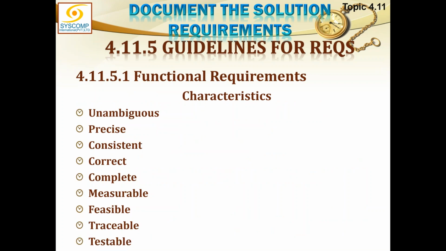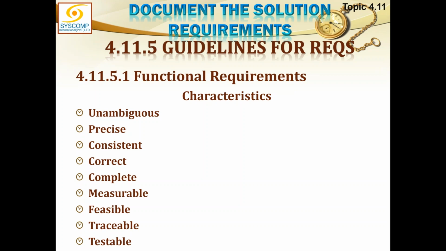The requirements must be unambiguous. They must be clear. No ambiguity. They must be precise. They must be consistent. It should not negate itself. In the same sentence, initially you are saying something else and later on you change your stance. This is inconsistency. This should be consistent. The requirement should be correct. You should not give out wrong requirements.